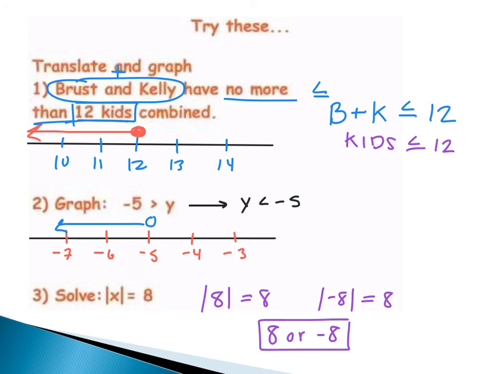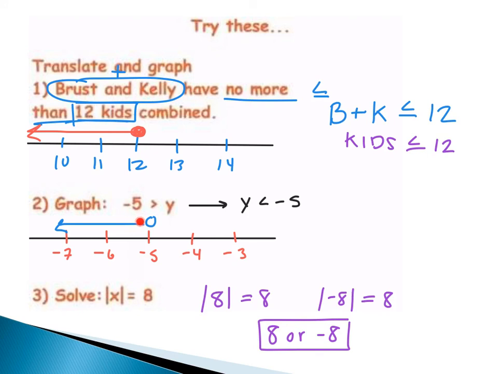So graphing this, what I then did is placed my 12, my boundary, in the middle. Then I looked at two numbers above and below, and I think, okay, no more than, that means anything less than 12 is okay. And because of the equal sign, 12 is also included. So I did my closed dot and arrow to the left.